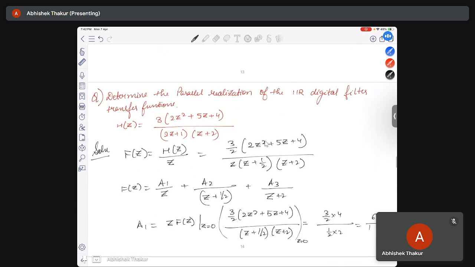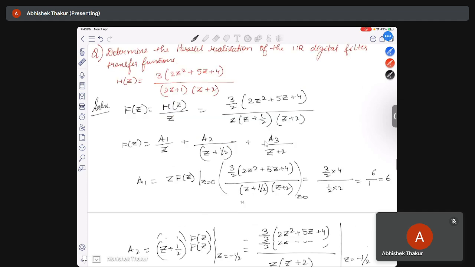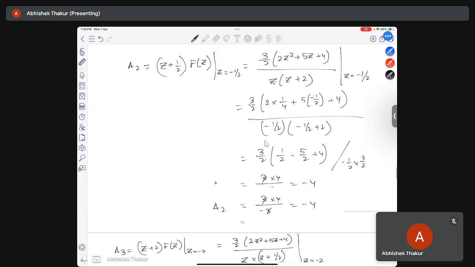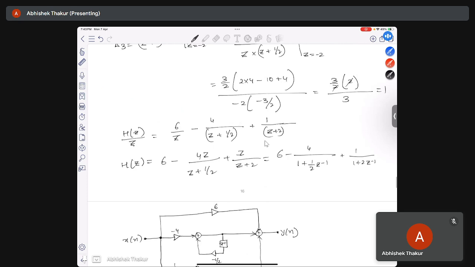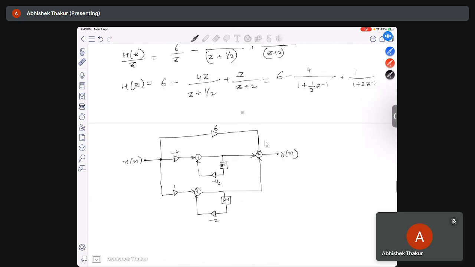First, what we have done, we have found F of z, that is H of z by z, and then we have found the coefficients A1, A2, and A3, and then we took the z to the right hand side and we found the H of z. So after that, we got the three different H1 of z, H2 of z, and H3 of z in parallel, and we have drawn the parallel realization of this given transfer function.